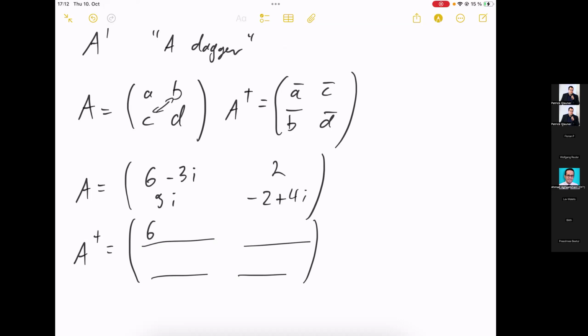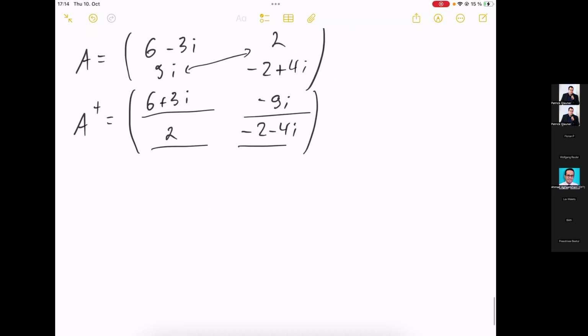So it's again 6 plus 3i. And the last element is as before, minus 2 minus 4i. And then these two here get flipped. So it's minus 9i and 2. This is the concept of the adjoint matrix. And you're probably wondering, what is all of that useful?